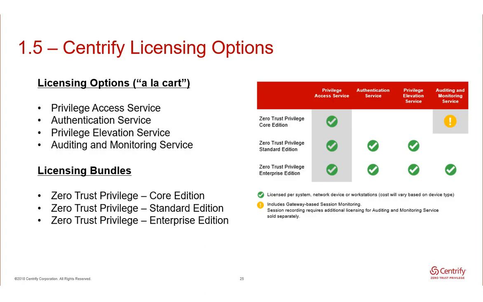Licensing can also be obtained as part of a suite or bundle, such as Zero Trust Privilege Core Edition, which includes Privileged Access Service, Zero Trust Privilege Standard Edition, which includes Privileged Access Service, Authentication Service, and Privilege Elevation Service, and the Enterprise Edition of Zero Trust Privilege, which includes all 4 of the core components.